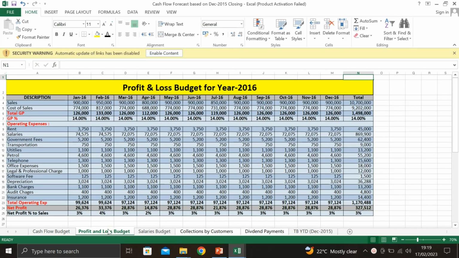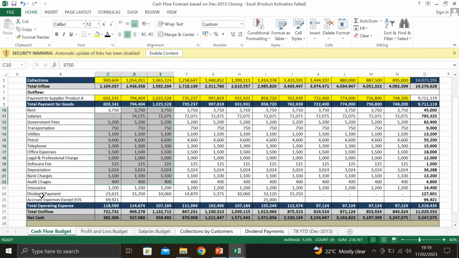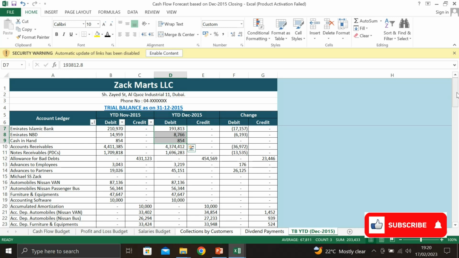How are we making the P&L budget? I have already made one video on profit and loss budgeting, so if you need help creating the profit and loss budget, you can take help from that video. The cash expenses we can easily get from here, and the accrued expenses are also here in the cash flow forecast, and the dividend payments. The total of the dividends is 127,601. This you can also get from the trial balance, how much dividend payment is there.